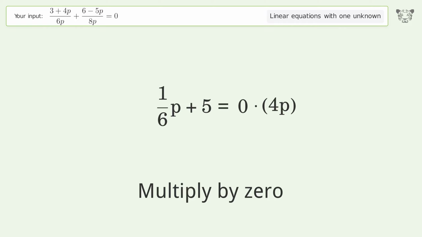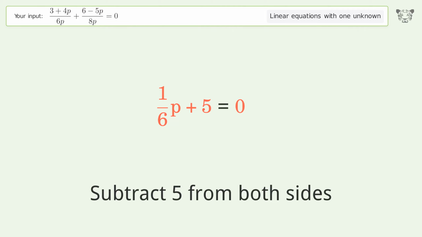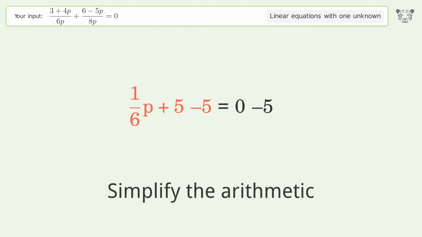Multiply by 0. Group all constants on the right side of the equation. Subtract 5 from both sides. Simplify the arithmetic.